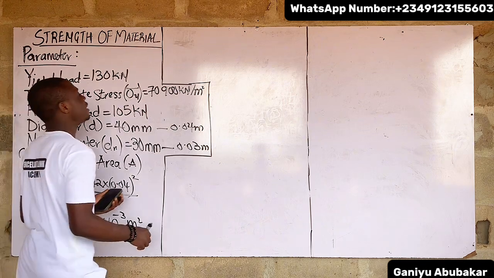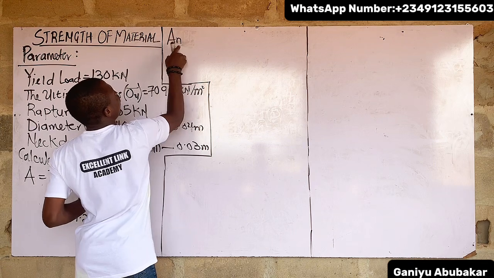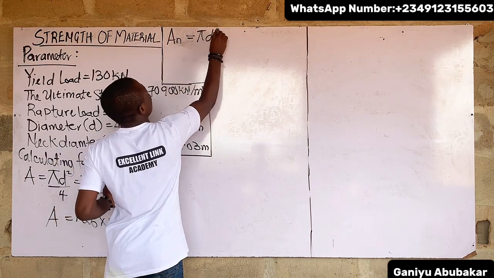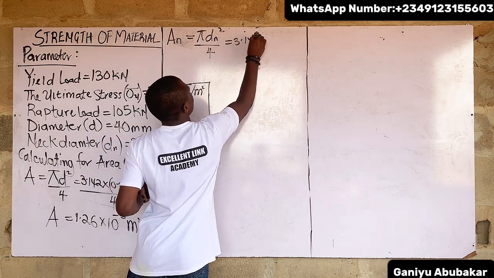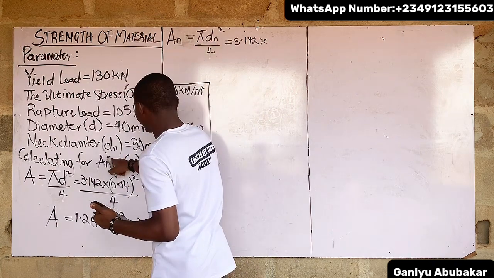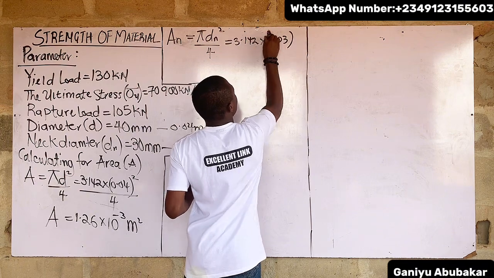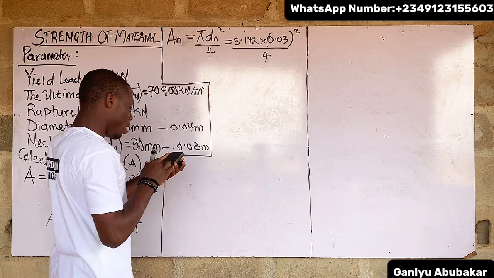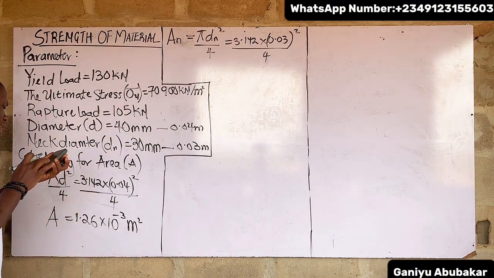Let's now look for the neck area. So AN, let me call it the neck area, is equal to pi d neck squared over 4. That's 3.142 times my neck diameter, DN, which is 0.03, squared, all over 4. At this point, if I multiply these together, what will be my area for the neck diameter?